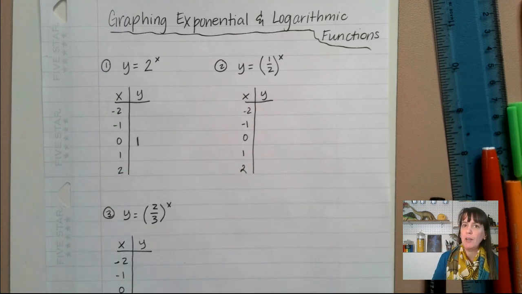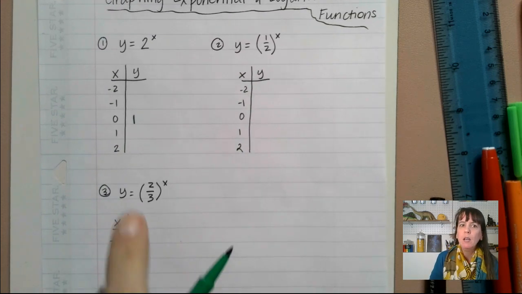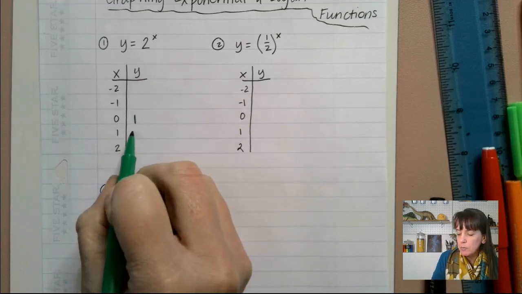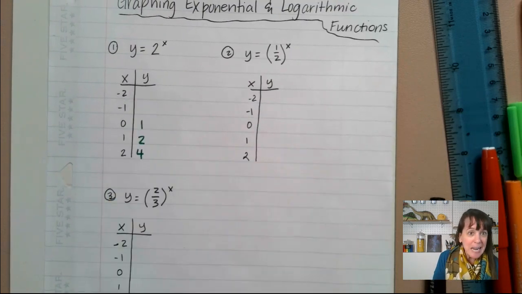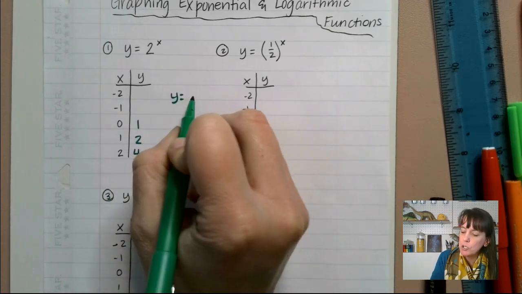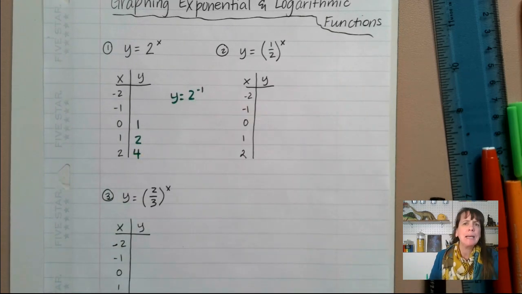And if you have questions about that, there's a video on my channel, so watch that. 2 to the 1 power gives us 2. 2 to the second power gives us 4. Okay, now let's deal with our negatives. So we have y equals 2 to the -1. This does not make it -2.